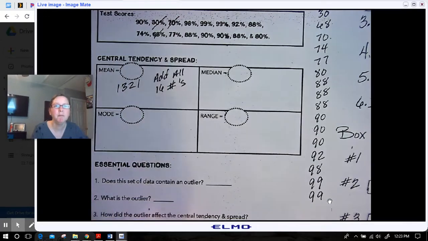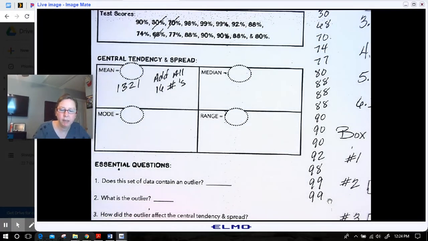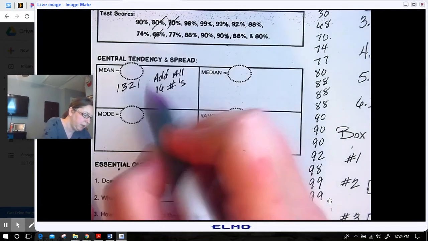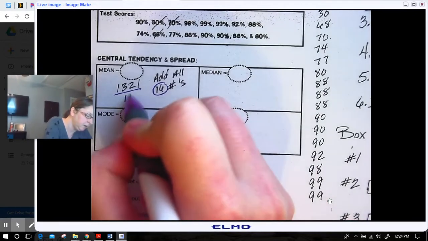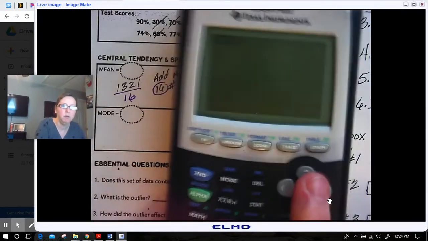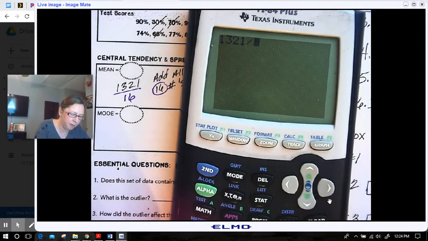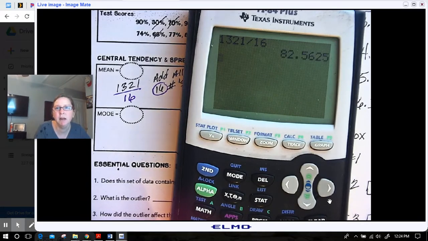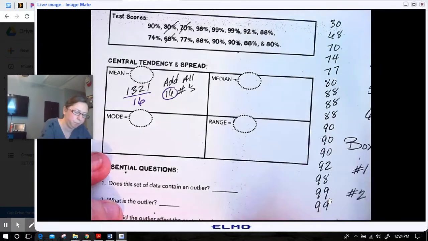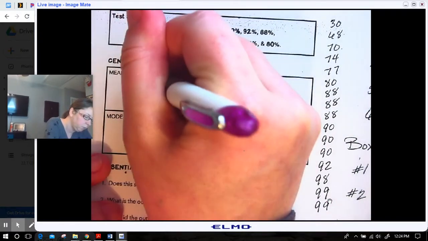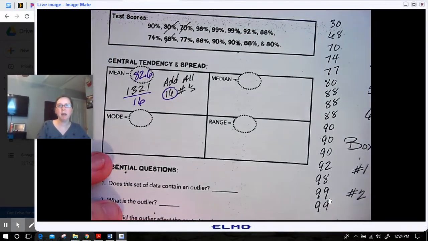Okay, now to find the average of them, we need to divide by how many numbers there are. So because there's 16 numbers, we're going to divide by 16. So in my calculator, I click divide by 16, and I get 82.56. So let's just round that to the tenths place. So it would be 82.6. All right, so there's my average.